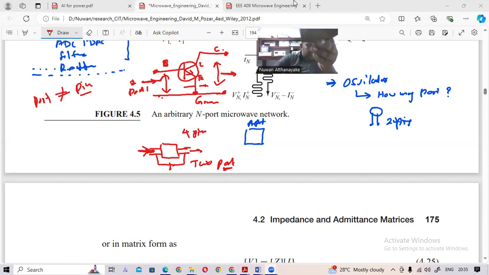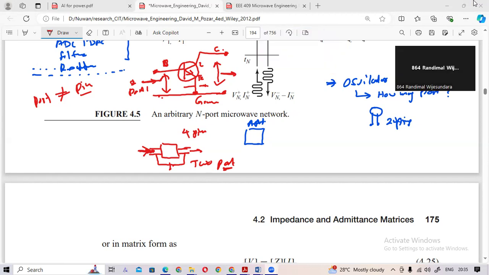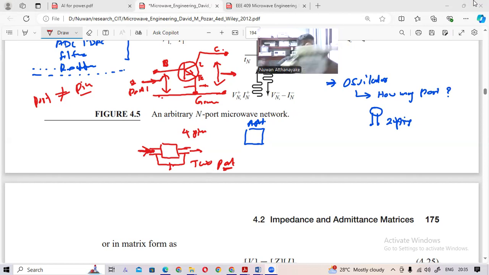Yes, normally a port has two pins, the ground pin and the signal pin. Okay. So I hope you can see me.